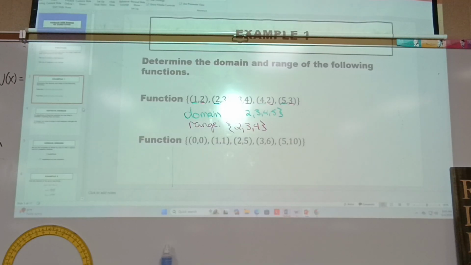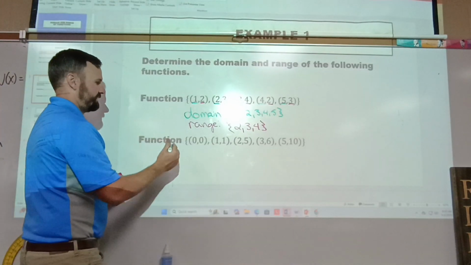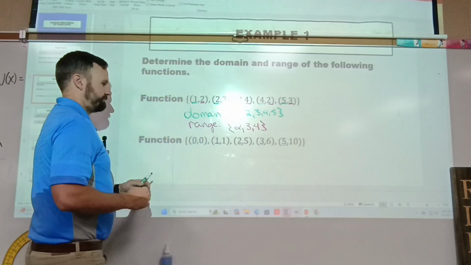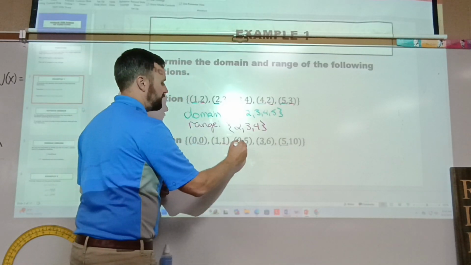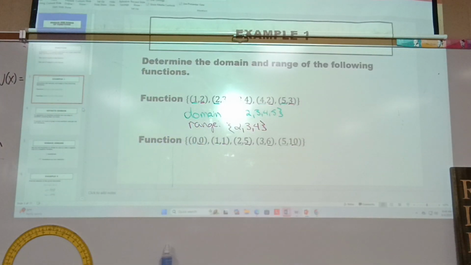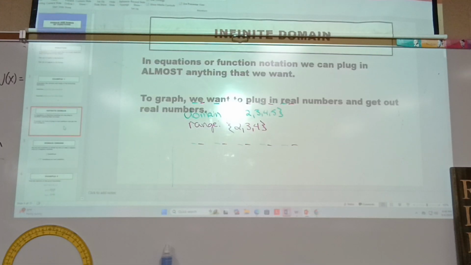If that is the only thing on the test, you guys be content. Again, my domain's all my x's. Range is going to be all my y's. Are you going to do domain and range if it's not a function? No. Relations don't have domains and ranges. All right. That's the hard part.